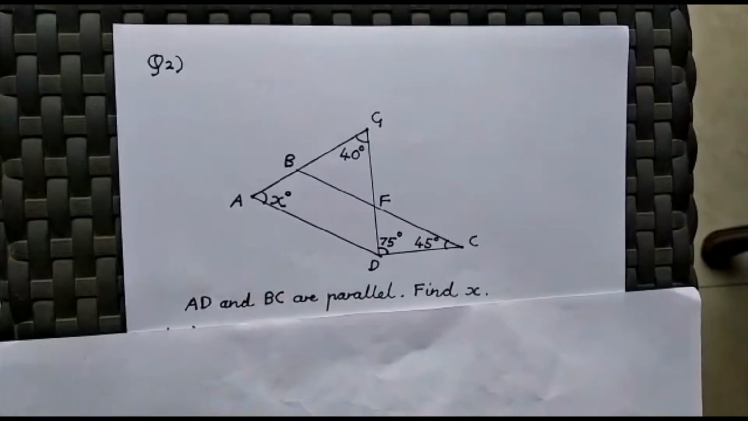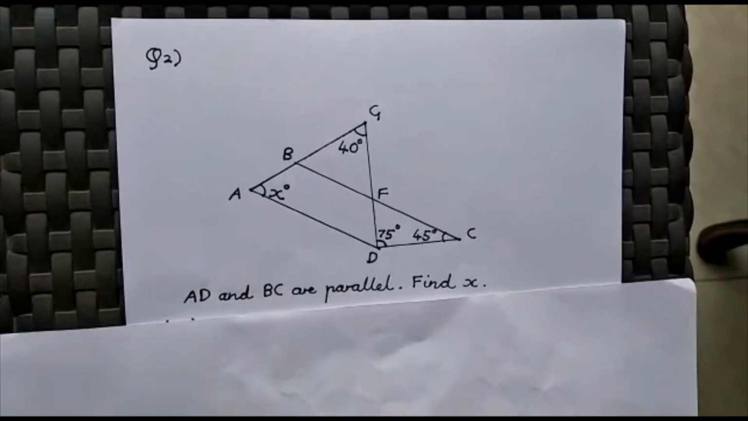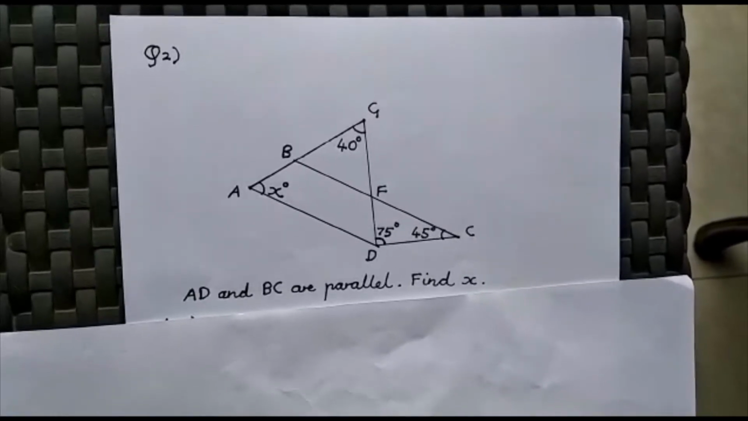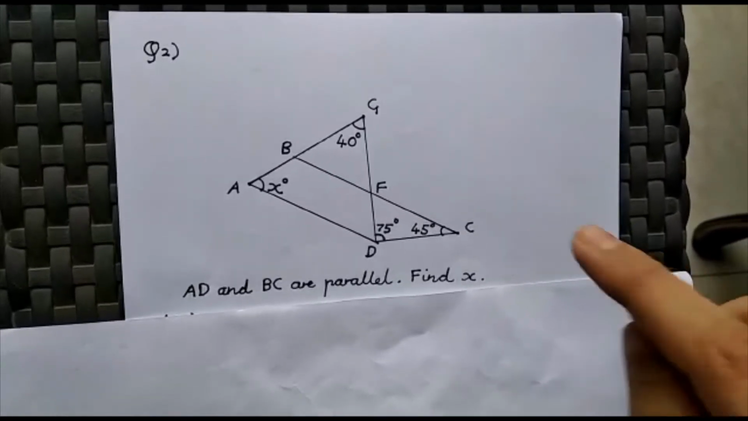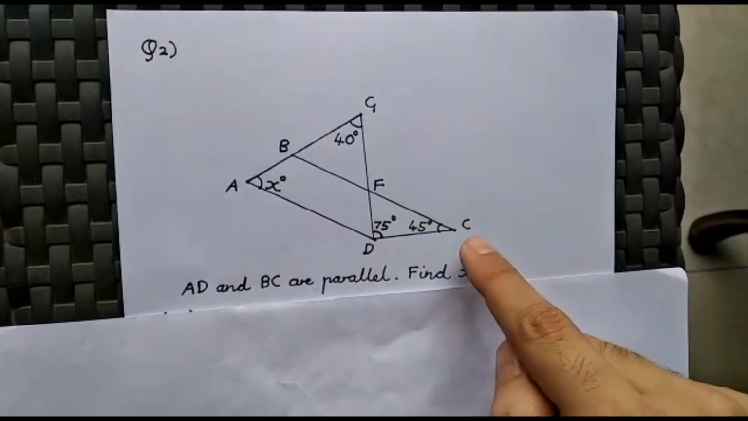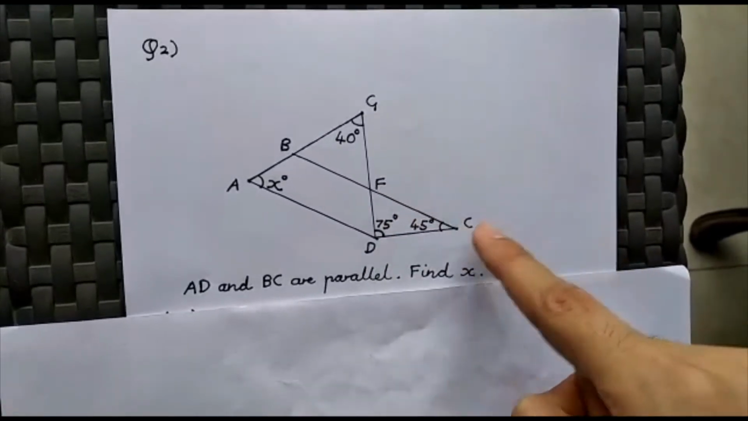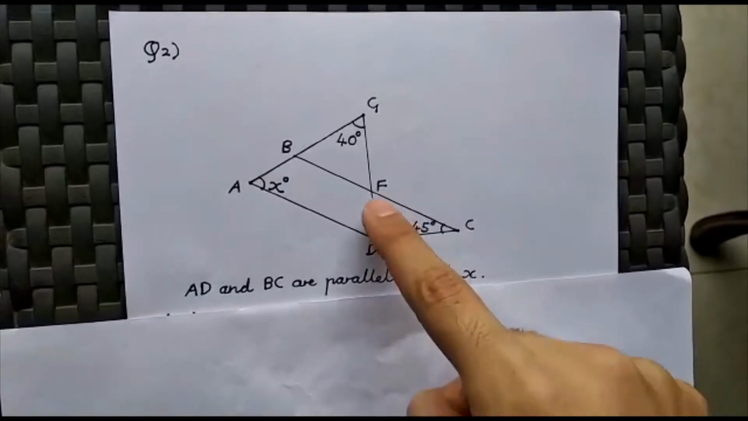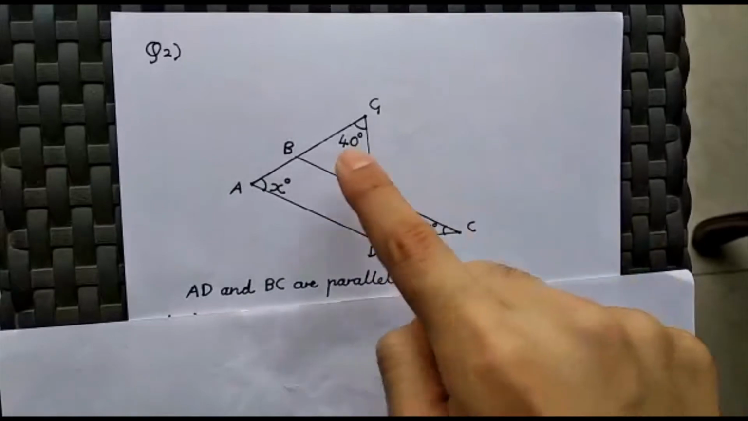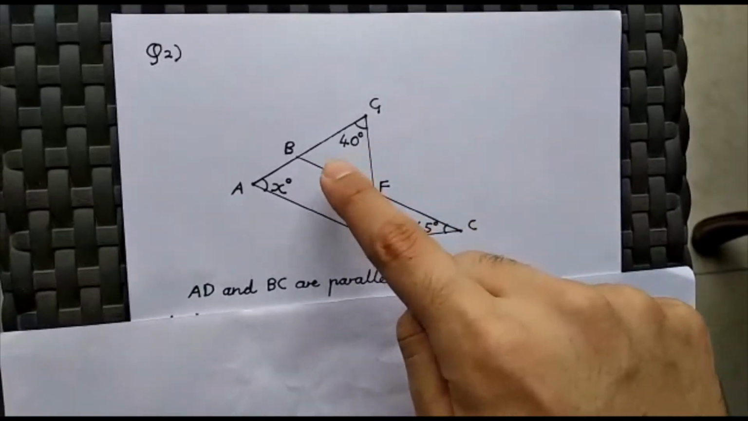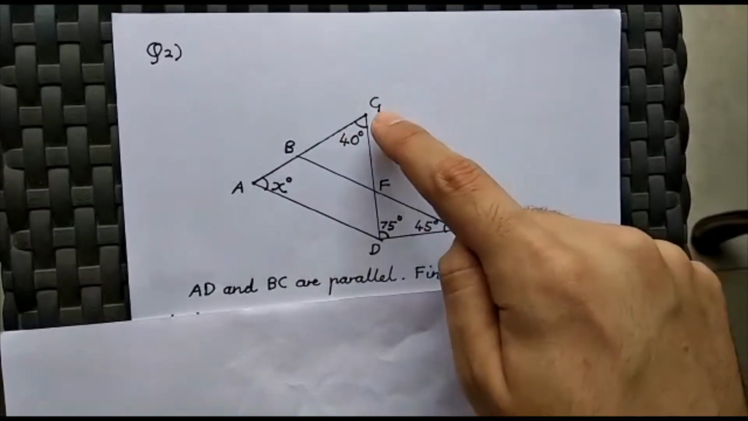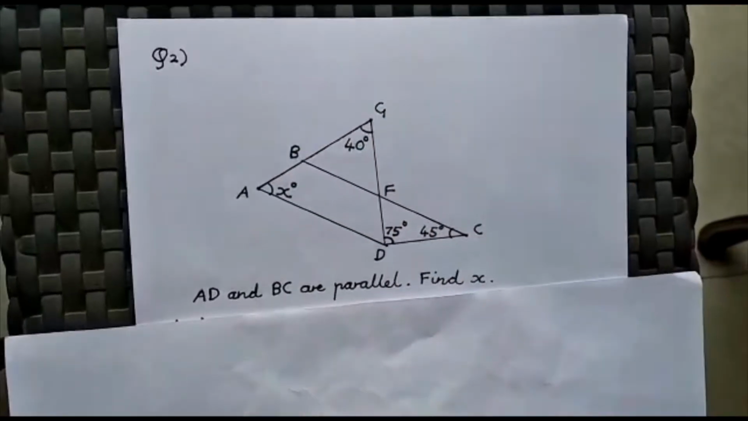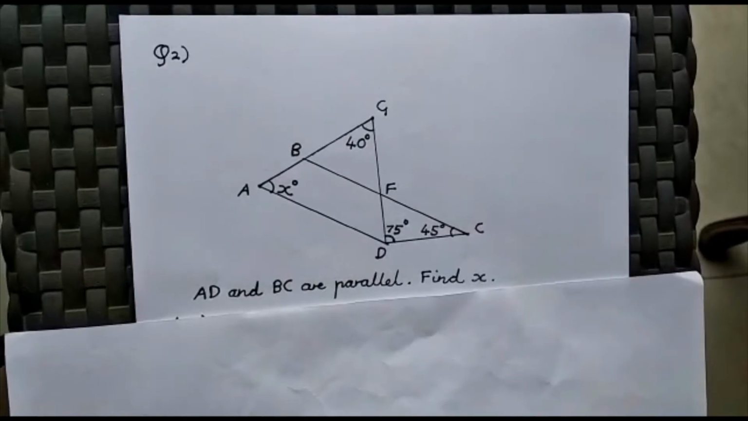Before starting this problem, I want you all to keep in mind that there's a theorem you all must remember. The sum of interior angles of a triangle is always 180 degrees. For example, if we take triangle FDC, then angle FCD plus angle FDC plus angle DFC is 180 degrees. Or if we take triangle BGF, then angle BGF plus angle GFB plus angle FBG is 180 degrees. Now keeping that in mind, let's begin.